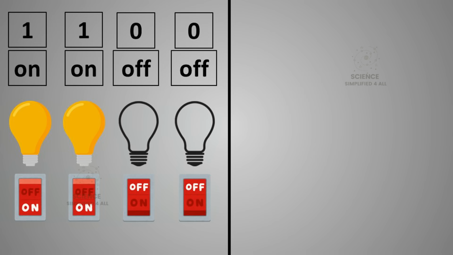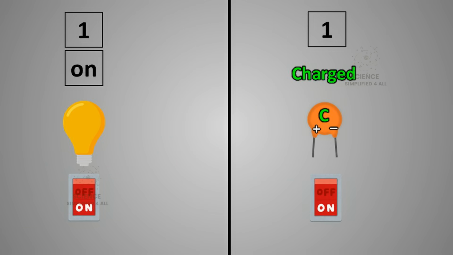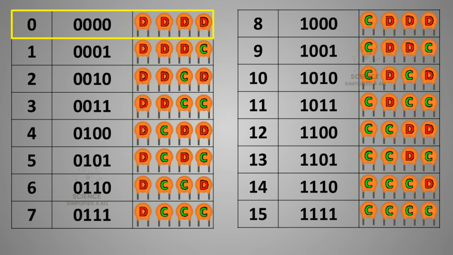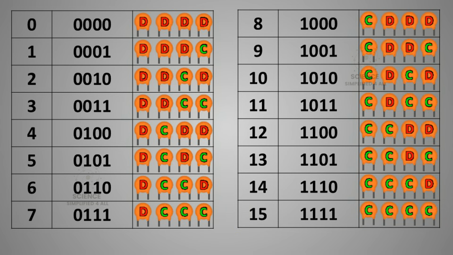Now let us replace the four bulbs with four capacitors. Instead of switching on a bulb, we charge a capacitor. Instead of switching off a bulb, we discharge it. If all four capacitors are discharged, that represents 0. If all four are charged, that represents 15. The intermediate states work exactly like they did in the bulb example.